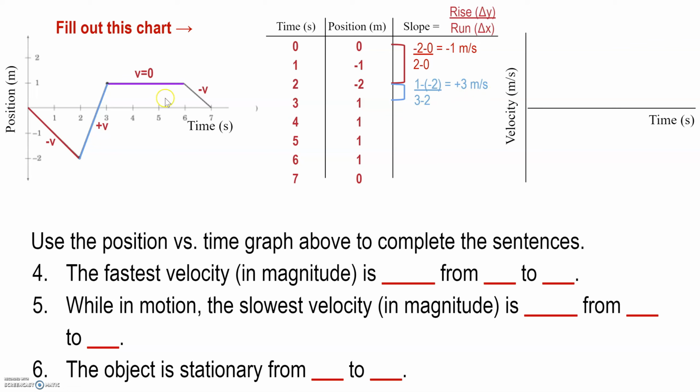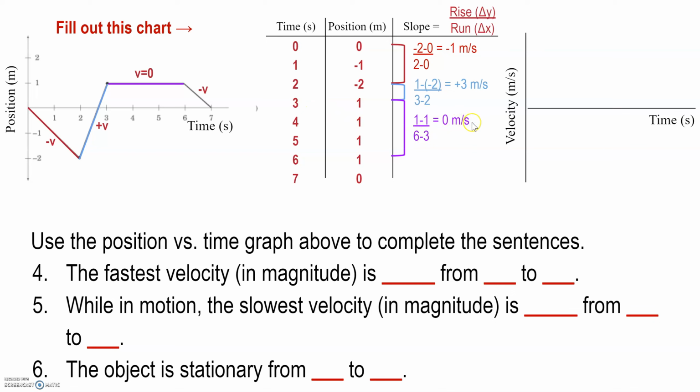And then my next segment is this straight purple segment right here, between 3 and 6 seconds. The change in position will be the final position, which is 1, minus the initial position, which is also 1, over the change in time, 6 minus 3.